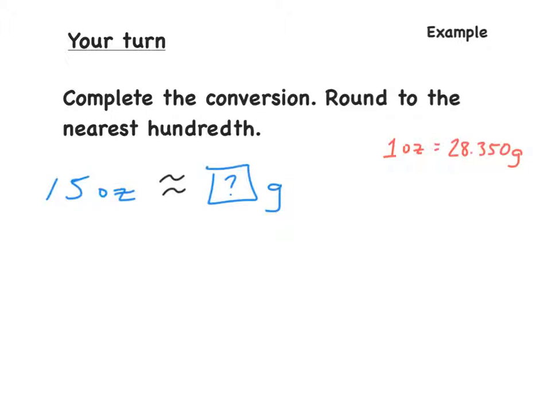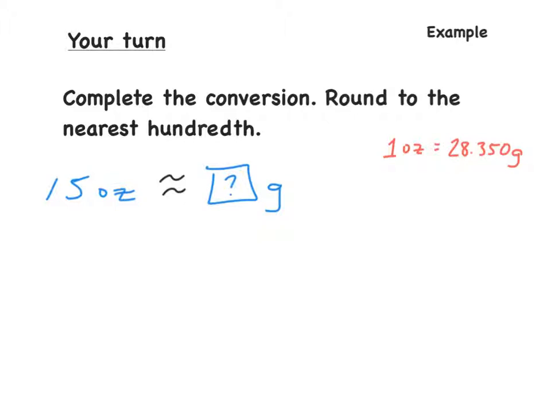So now I want you to try. I want you to complete this conversion and round to the nearest hundredth. It's 15 ounces, and I want you to convert the ounces into grams. To help you out, I've found the conversion rate for you already. In 1 ounce, there are 28 and 35 hundredths grams. Or if you want to say it a little bit easier, 28.35 grams. So, pause the video, and unpause the video when you're ready to see what I've done.